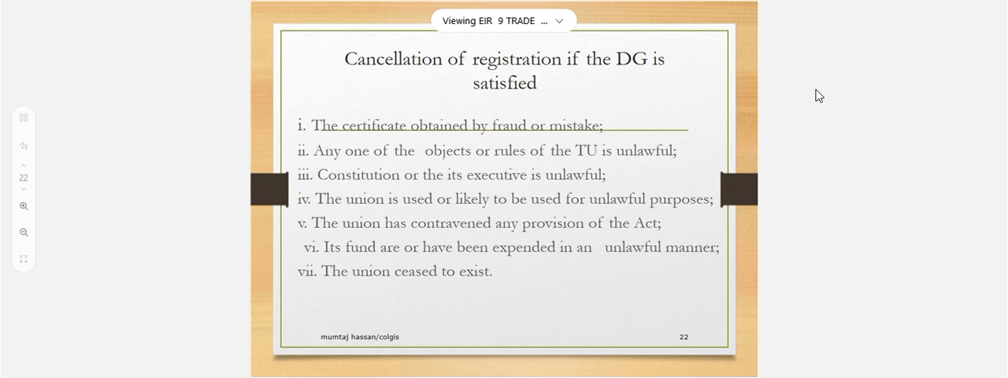No, you claim for reinstatement. The court will decide whether to give you reinstatement. Reinstatement means to go back to your former job. You get back your job. So when the matter goes to court, the court will decide whether to give you the former job or not.